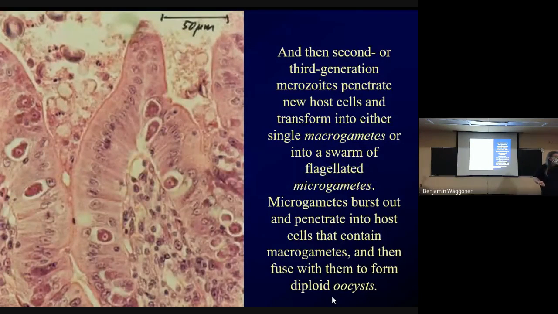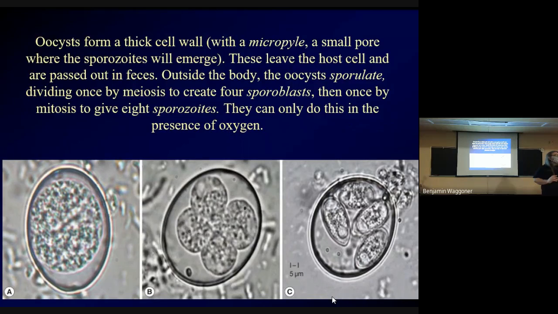They hunker down in there. The microgametes will penetrate into host cells that contain macrogametes and form oocysts. The oocysts then form a thick wall, and the wall has a little pore where the sporozoites are going to come out. That pore is called a micropyle. And the oocysts get sloughed off, leave the host cell, and they're passed out in the feces.